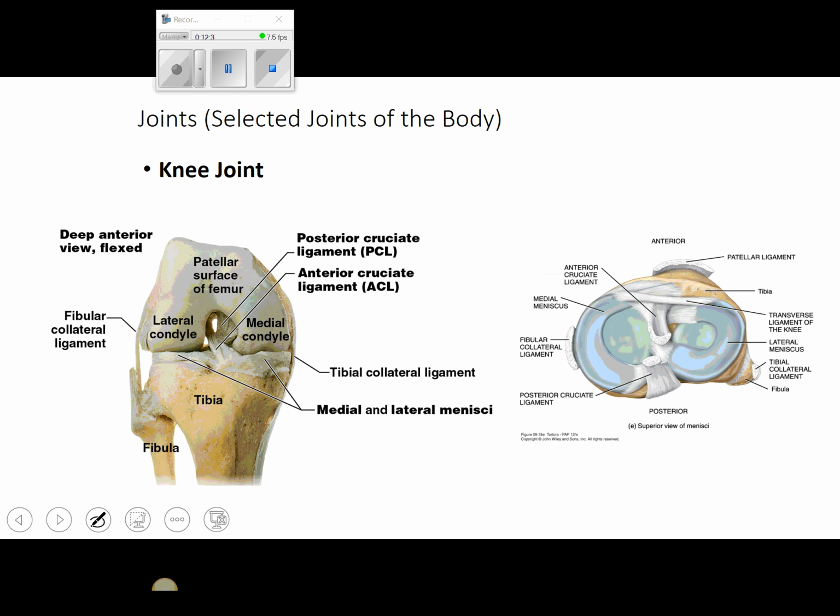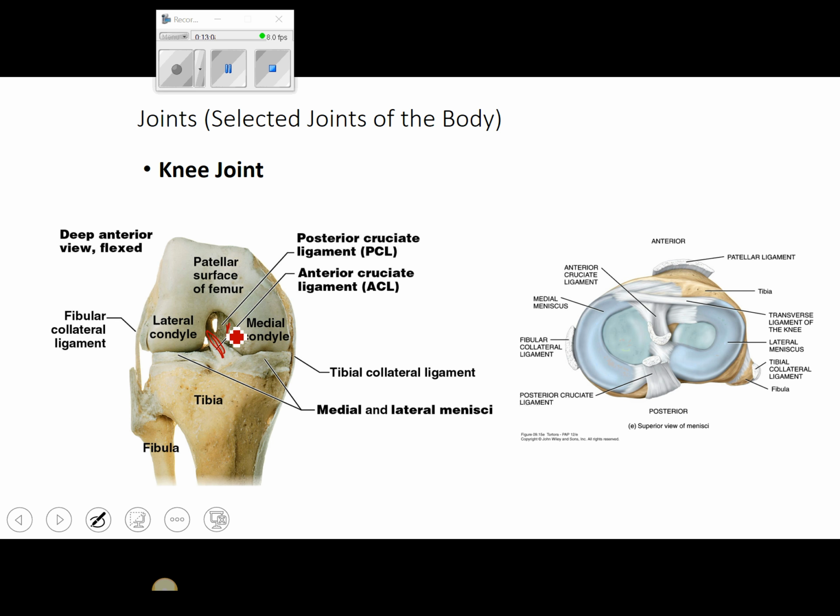Okay, on this slide, the knee joint, you should be able to label the posterior cruciate ligament, the PCL, and the ACL, which is the anterior. They're named after their location. So they attach the intercondylar area of the tibia to the condyles of the femur. And they're named after their position. So the anterior one is going to be in the front, posterior is going to be in the back, or behind the anterior. So you should be able to label that as well.